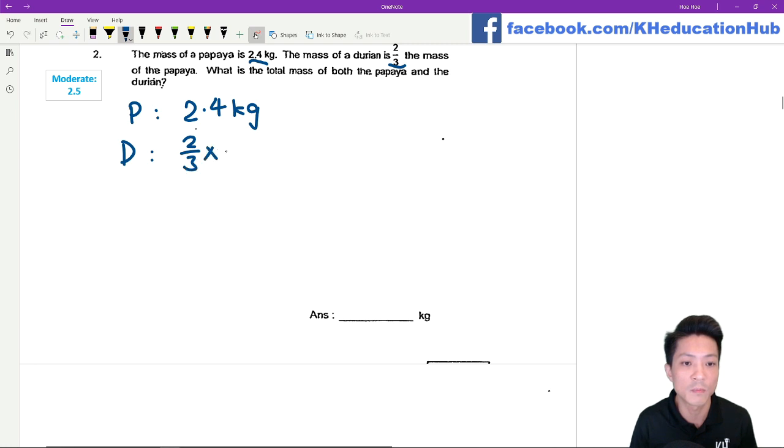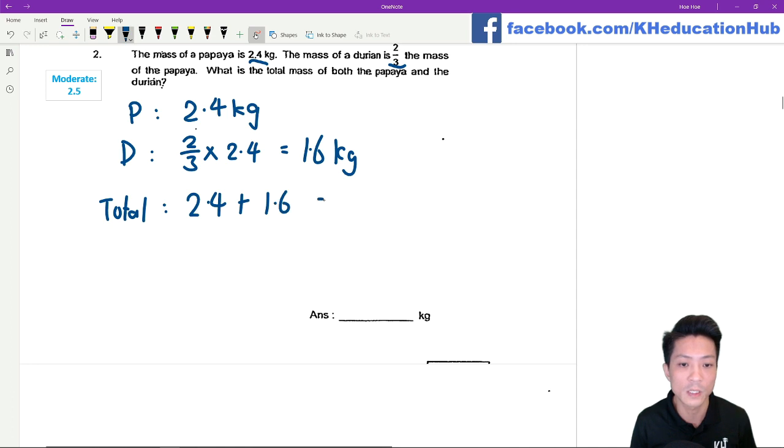use 2/3 multiplied by 2.4, which is going to give me 1.6 kg. Their total mass would be 2.4 kg plus 1.6 kg, which will give me 4 kg.